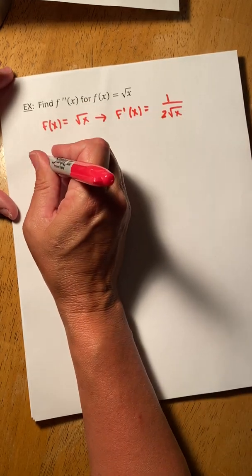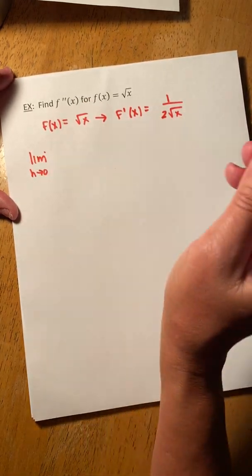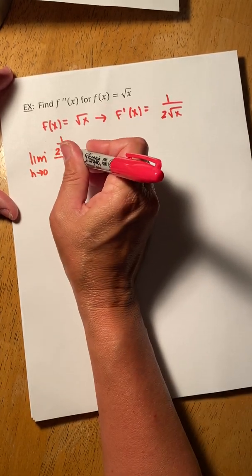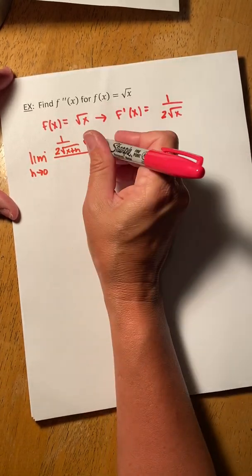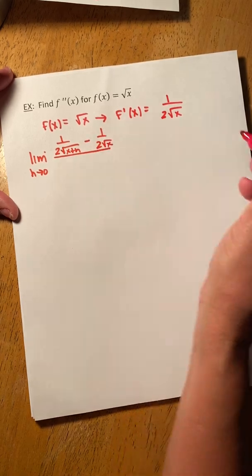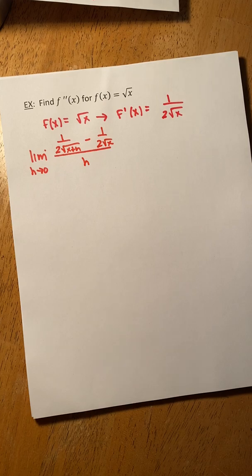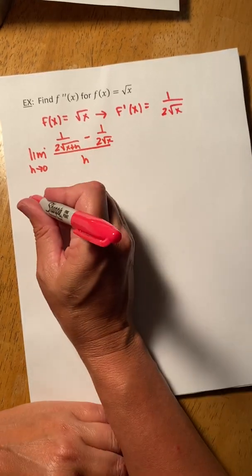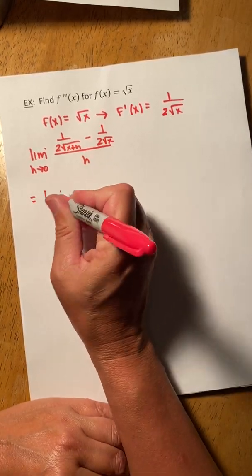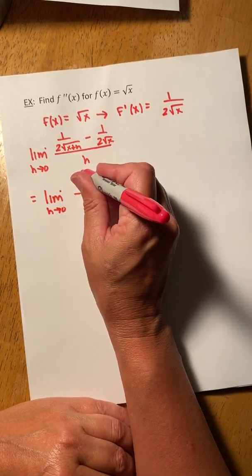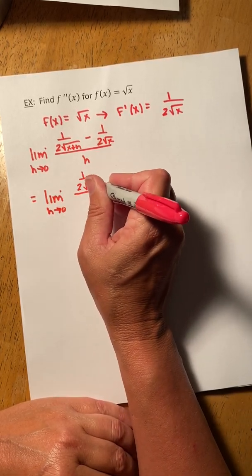We're going to find the limit as h goes to 0 of 1 over 2 square root of x plus h minus 1 over 2 square root of x all over h. So I just found f prime of x plus h minus f prime of x all over h. All right, so now you ready? Let's put our algebra to the test here. All right, this one's a little bit crazy because we have both radicals and fractions inside of fractions.